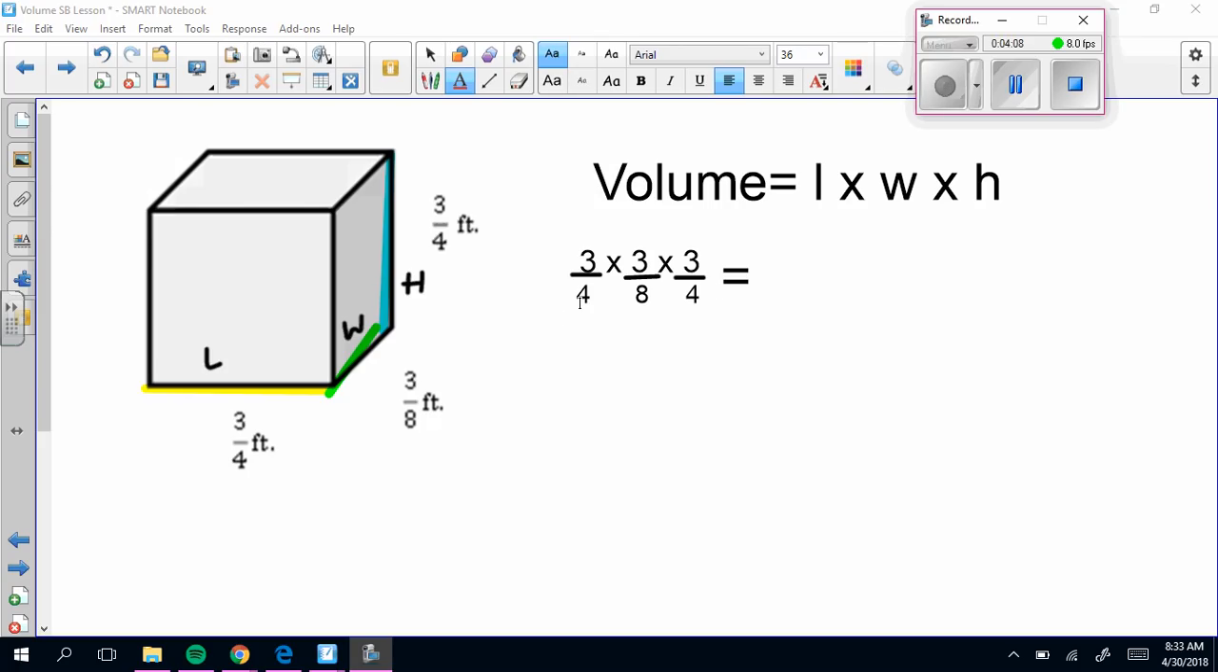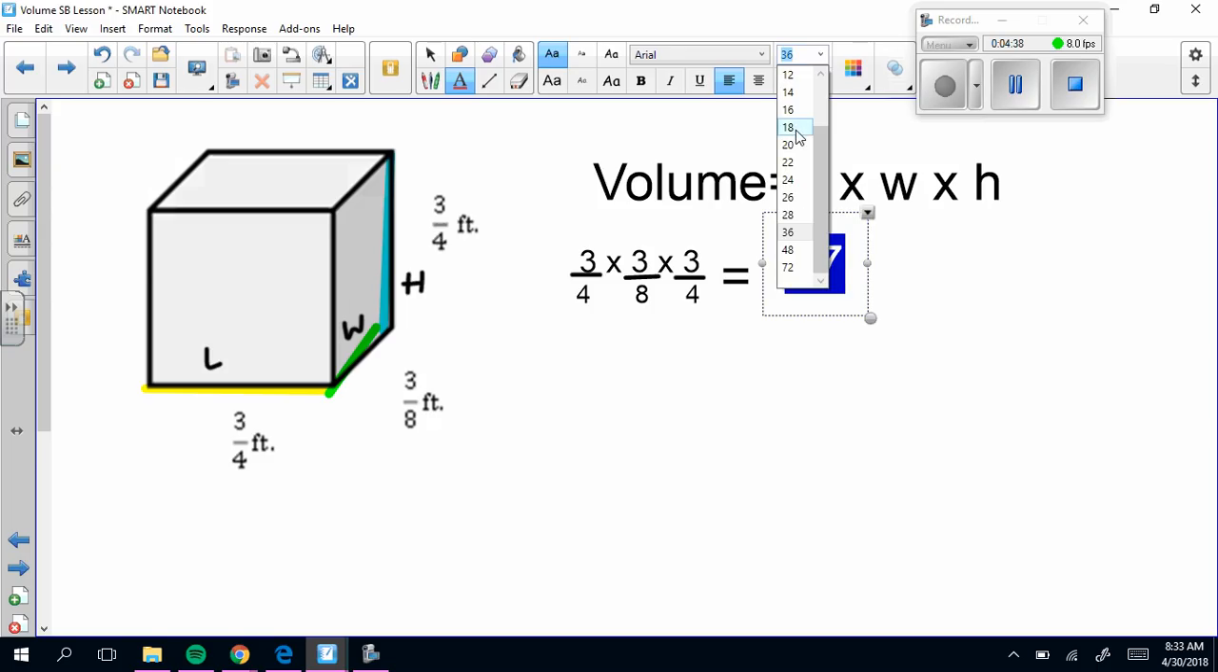Now our setup, we should copy down that we have 3/4 our length, 3/8 our width, times h, our height, which is 3/4. You know when we're multiplying fractions, we're going to multiply the numerators and the denominators. So you have 3 times 3 times 3, and then 4 times 8 times 4. Now 3 times 3 times 3 we know is going to be 27.